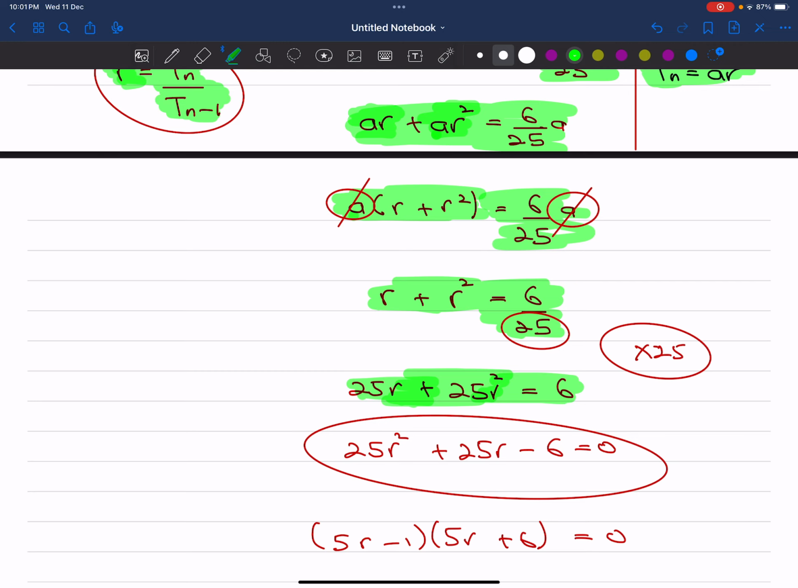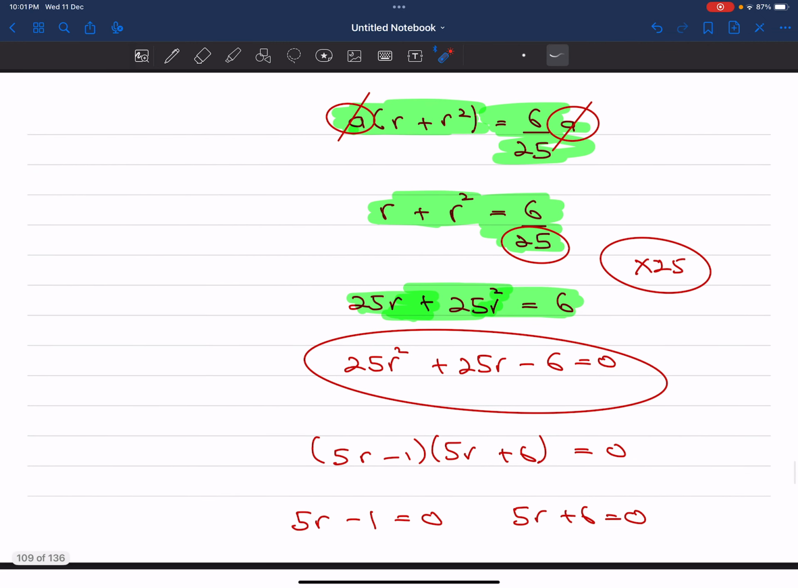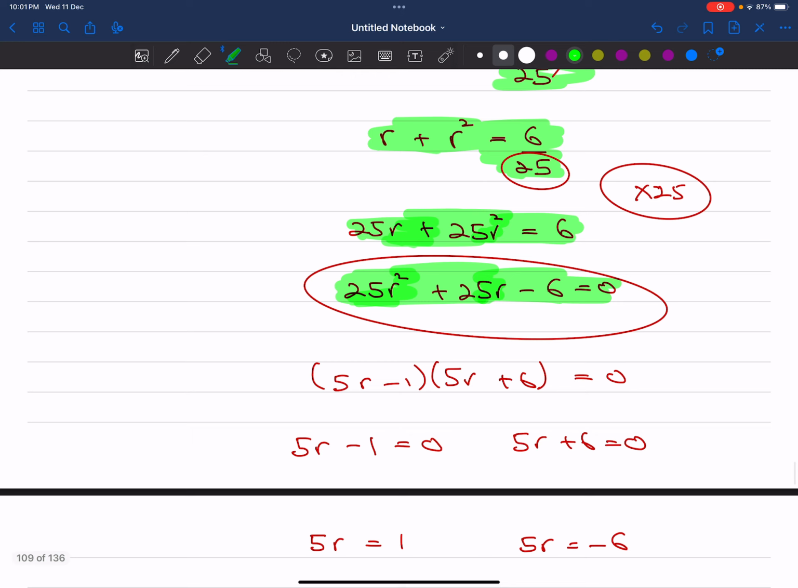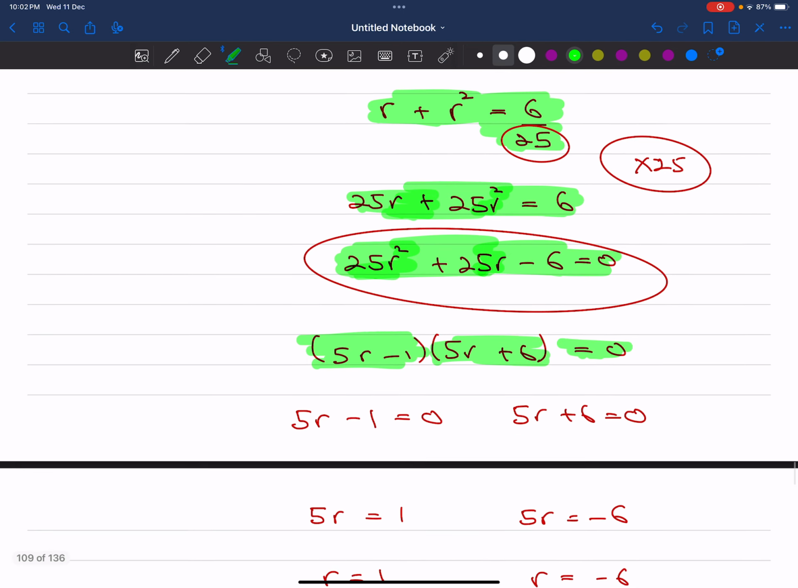And the first thing you realize is that this has a square, it is a quadratic equation. When you have the power 2, it's a quadratic equation. I rearrange, I put 25R squared plus 25R from the left hand side. And then from the right hand side, 6 I transfer, becomes minus 6 equals 0. We factorize, using your calculator, we will get 5R minus 1 and 5R plus 6 equals 0.